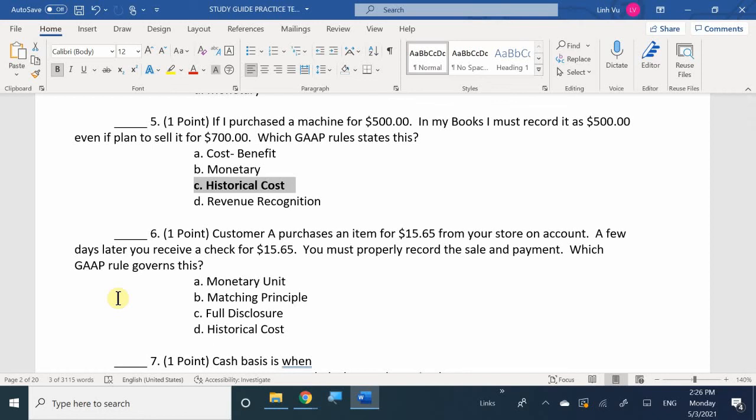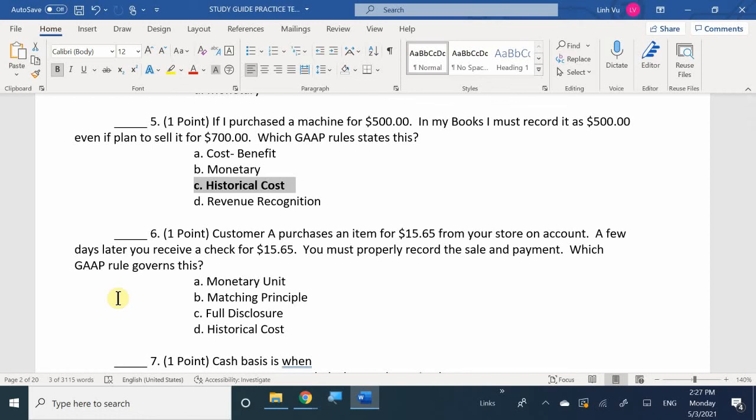Revenue recognition would be second best, because in this case I am recognizing that I did incur a revenue, that I made a sale for $15.65. But out of the answers, do I have revenue recognition as one of my answers? No. So now you've got to do a process of elimination.